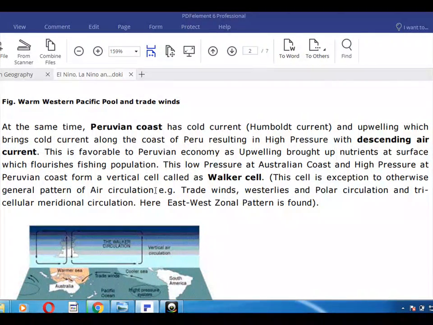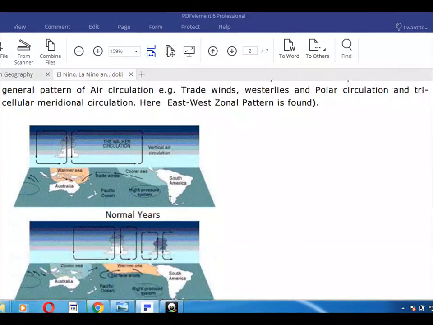So here it is called water circulation. This cell is an exception to the otherwise general pattern of air circulation: trade winds, westerlies, and the tricellular, meridional circulation. Here a northeast-west zonal pattern is found. Here you can see the diagram.